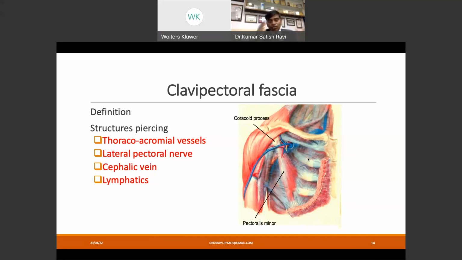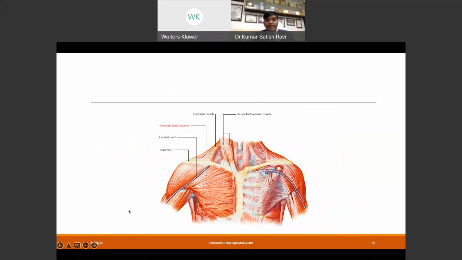So in the pectoral region, you have the pectoralis major muscle, the pectoralis minor muscle, the subclavius, and the serratus anterior. These four muscles are there, and apart from that we have the clavipectoral fascia. One of the important things about the clavipectoral fascia, which is very commonly asked, is what structures pierce it. We have just discussed that. This is all about the pectoral region.